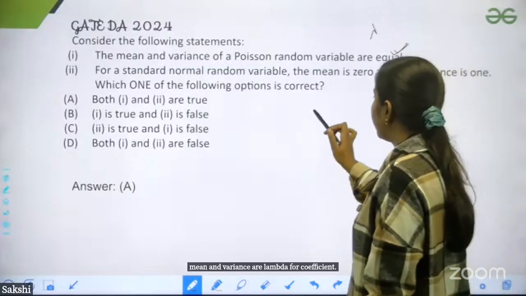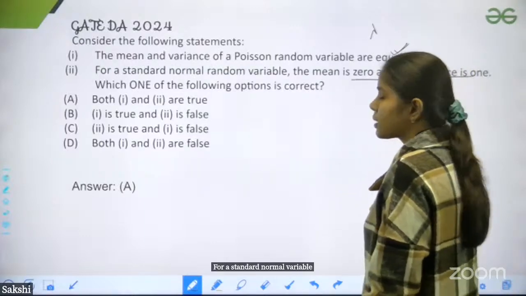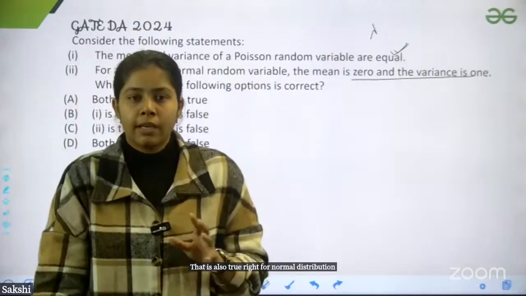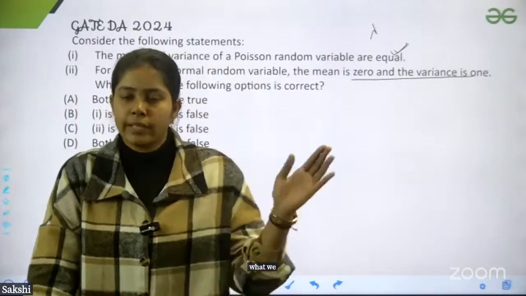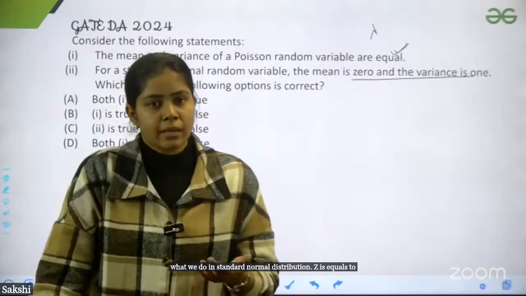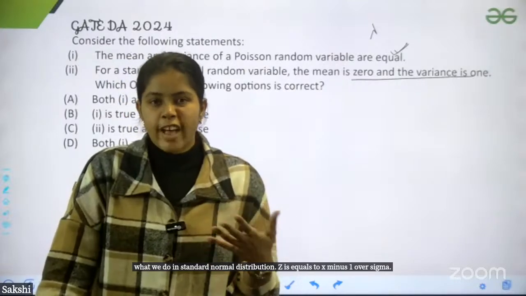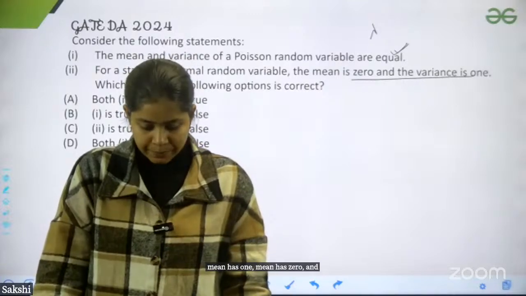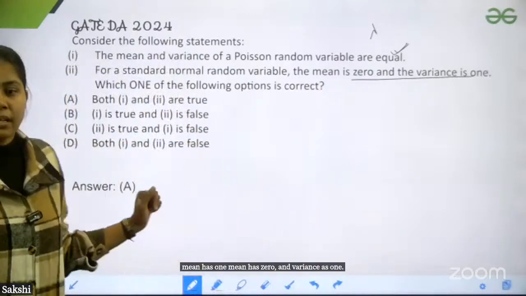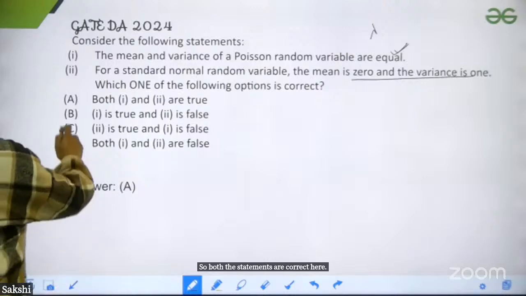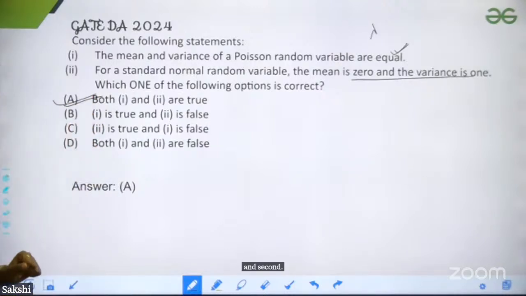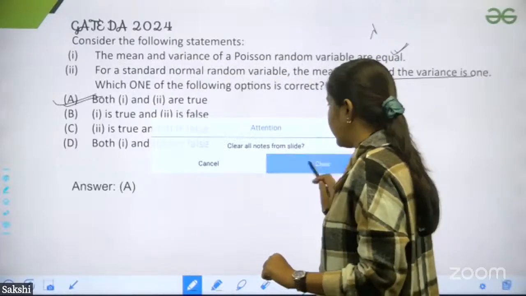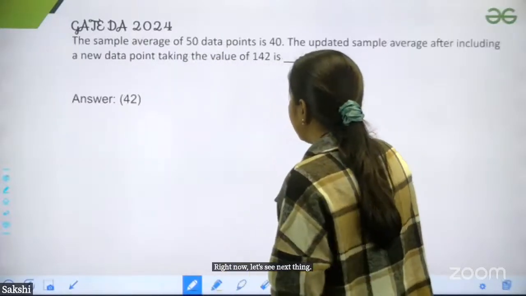For a standard normal variable, mean is 0 and variance is 1. That is also true, right? For normal distribution, it is mu and sigma. What we do in standard normal distribution, we take z equals x minus mu over sigma, which makes the mean 0 and variance 1, right? So both the first and second statements are true.